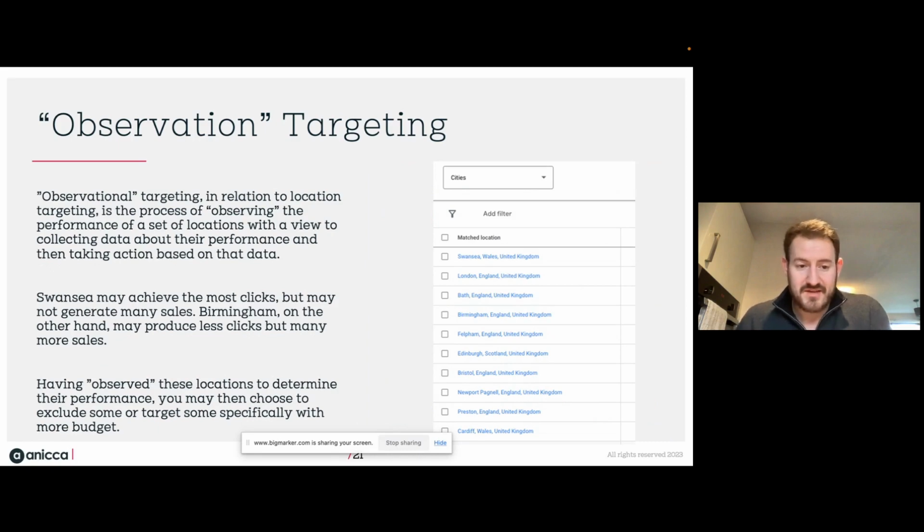But as we say there, Swansea in this example may have achieved the most clicks, but it may not generate many sales. Whereas Birmingham, lower down the list, might produce less clicks, but it might have made you more sales. So that is the benefit of observational targeting. It gives you the opportunity to quite literally observe the results before you make a decision on which places to target specifically or exclude.